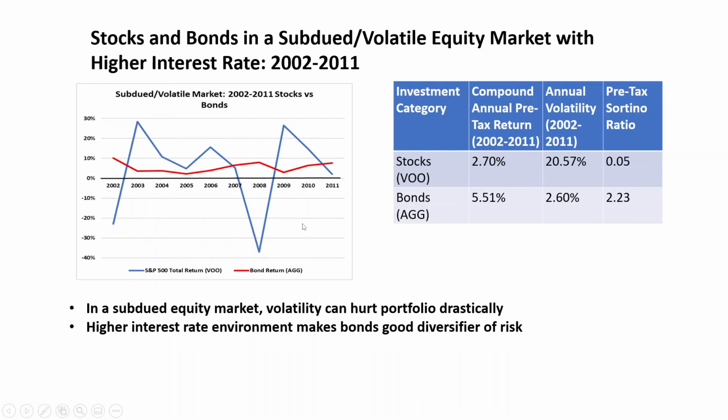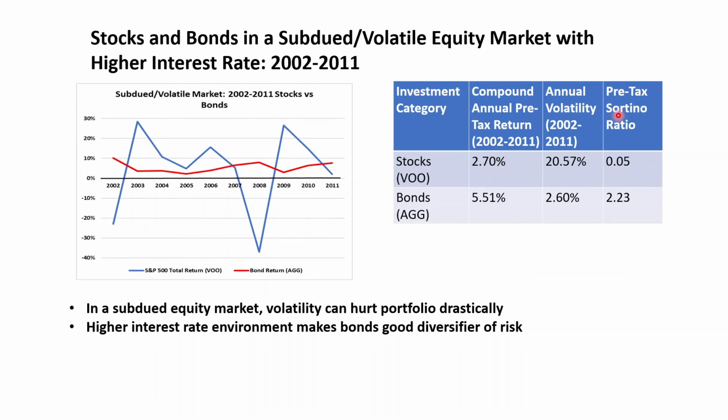So when you look at stocks from the period of 2002 to 2011, again we're using VOO as the benchmark. The pre-tax return was only 2.7% during this 10-year period. And obviously it's low because of this huge loss here in 2008. And then again, the volatility is just a measure of how much it goes up and down as a percent. So this 20.57%, a higher number here, means it jumps up and down a lot, which we can see especially due to 2008.